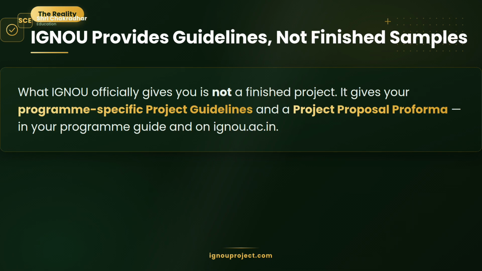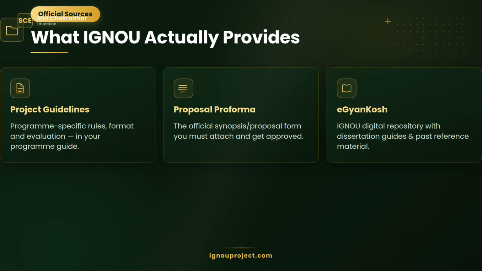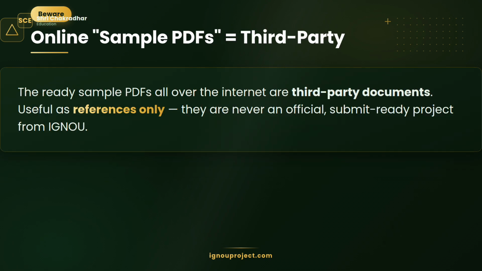Here is the reality. What IGNOU officially provides is not a finished sample project. It provides program-specific project guidelines and a project proposal pro forma, available in your program guide and on ignou.ac.in. IGNOU's own digital library, eGyanKosh, also holds dissertation guides and past material for reference. The ready sample PDFs you see all over the internet are third-party documents. They are useful as references only. They are never an official, submit-ready project from IGNOU.